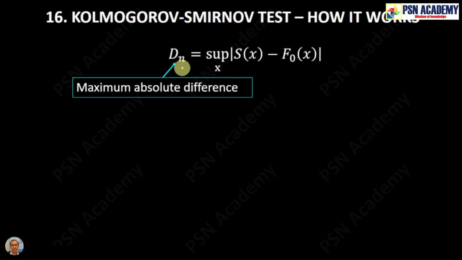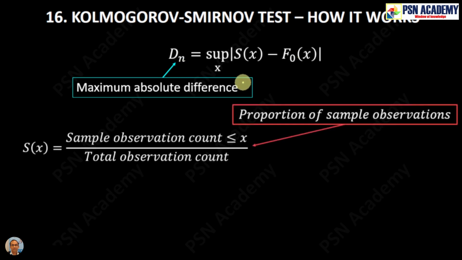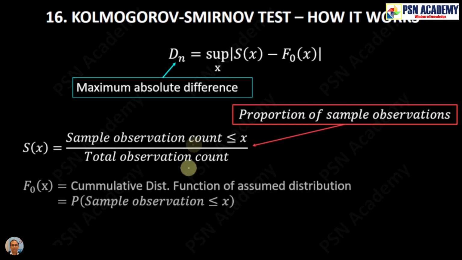This is a score of the KS test. Now, what is this S of x? S of x is a proportion of the sample observations. And what is F0 of x? It is the cumulative distribution function of the assumed distribution, that is, the probability of a sample observation less than or equal to x. So, S of x is a probability as well as F0 of x.